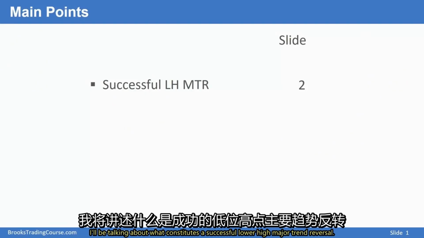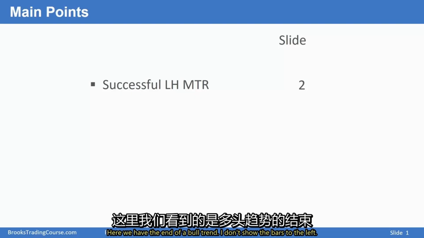I'll be talking about what constitutes a successful lower-high major trend reversal.